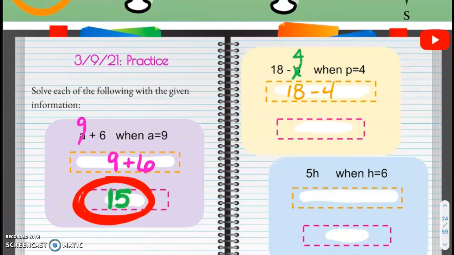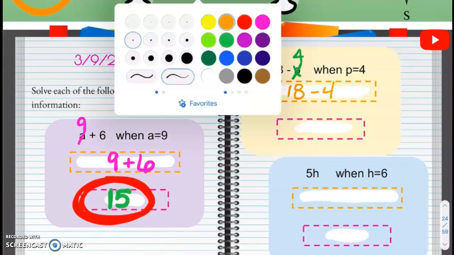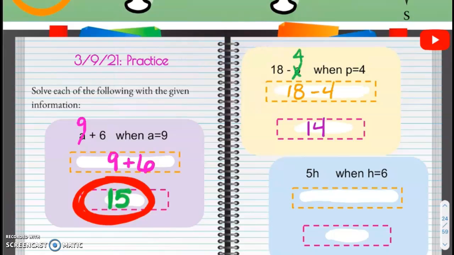And 18 minus 4, all I did was rewrite this. 18 minus 4 is going to be 14. Let's write it in purple. 14. 18 minus 4 is 14.